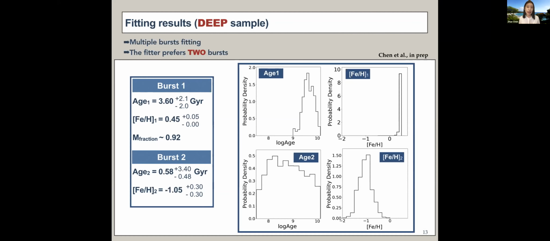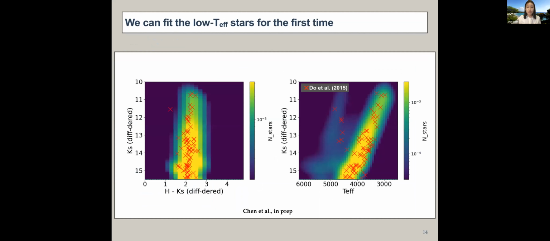And the burst 2 accounts for the rest of the population with a relatively younger age and metal-poor stars. And the fitting results with our more data from the further away wide field sample are consistent with what I'm showing here. And here is the comparison of the data and fitting. The background Hess diagram shows the combined model predicted cluster with fitting weights and overplotted with a deep sample in red crosses. And now we're able to fit, for the first time, the low temperature stars.